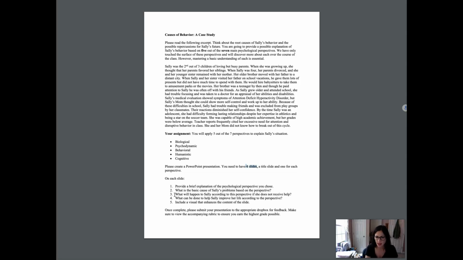Number 4, what can be done to help Sally improve her life according to the perspective? Here you're going to have to look. Each one of these perspectives is going to have some type of treatment associated with it. And the psychodynamic is Freudian. So you would look at Freudian treatment options to do number 4. And then include a visual that enhances the slide. This visual could enhance the psychodynamic perspective, or you could find a visual that shows Sally or your version of Sally going through something. So you'll do that for each one of those 5 perspectives. And when you're finished, you will include one more slide that has your APA citations. If you have any additional questions on this assignment, please let me know.